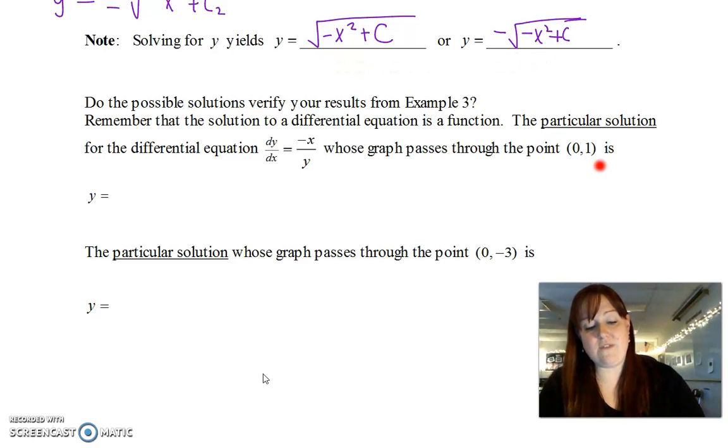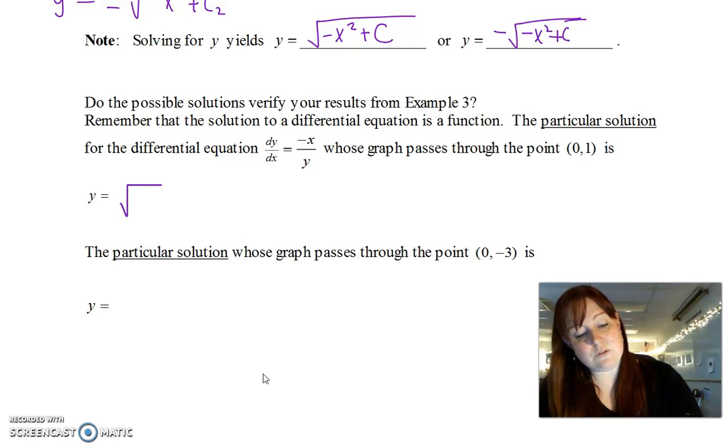Now, this has a y value that is positive, right? So the output of this function is positive. Which one of these has a positive output? Well, this one, right? Because this has a negative output because whatever's inside of here has to be positive. So that's going to end up negative times a positive, and this is going to be positive times a positive. So we're going to use our first one. So y equals the square root of negative x squared plus c.